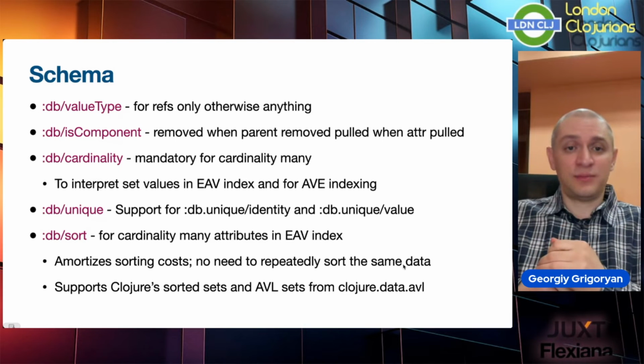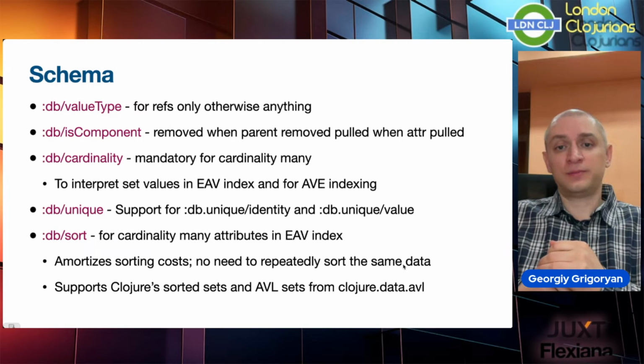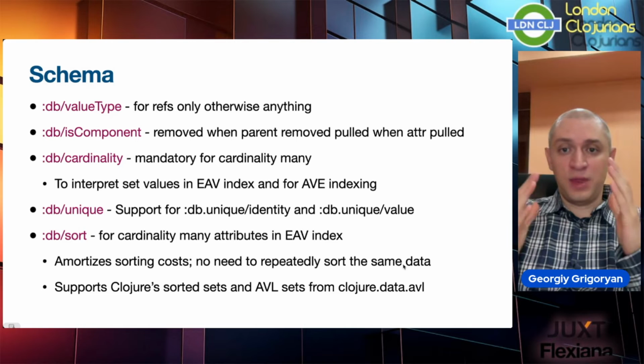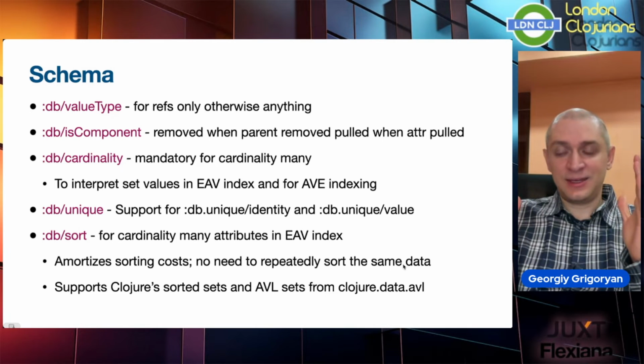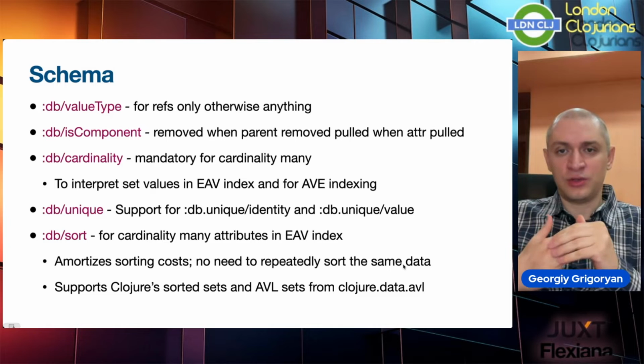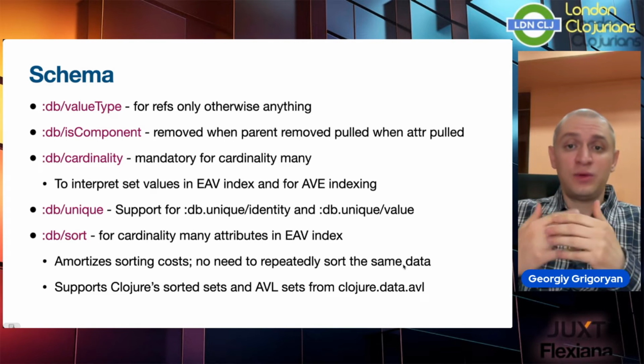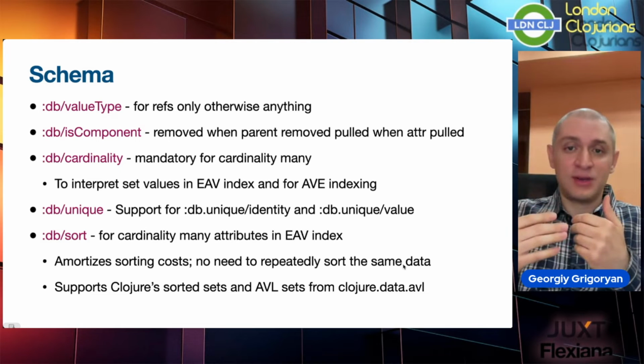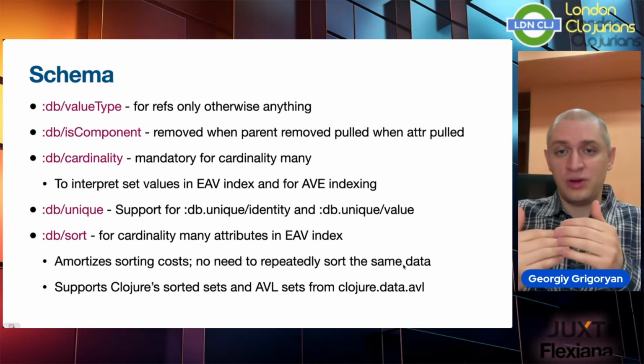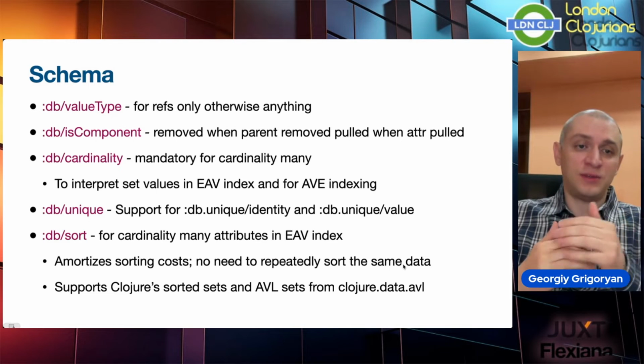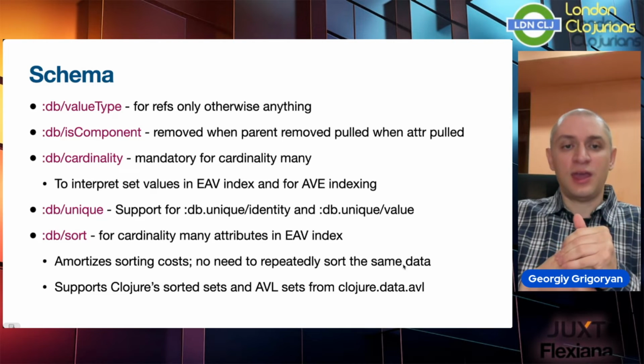DB sort, this is a novelty, you could say. So in the EAV index, if you have a cardinality many attribute, there are many values there. And if we just store them in a set, that set is, of course, unordered, unsorted. And then frequently with user interfaces, we sort things, right? We want to display things in some kind of an order. And so you can actually specify DB sort on an attribute, and it'll sort it for you in the EAV index. So it'll use a sorted set, like a sorted Clojure set, or it can use the AVL set from Clojure Data AVL, which I'll touch on in a second.